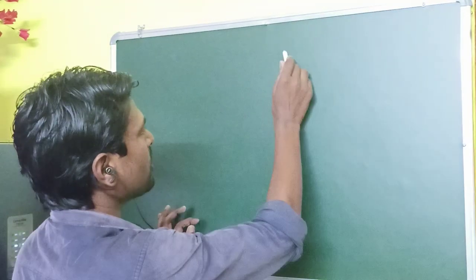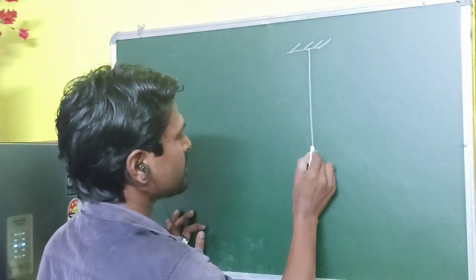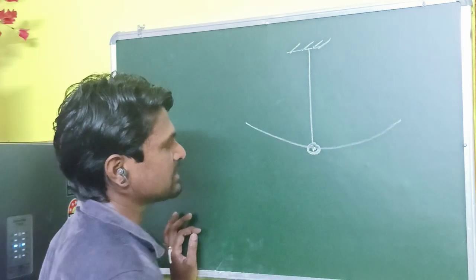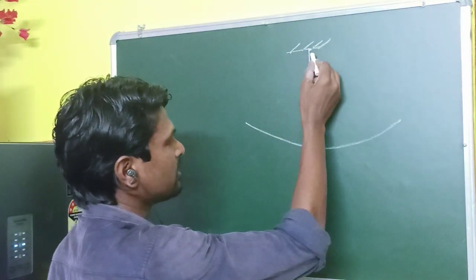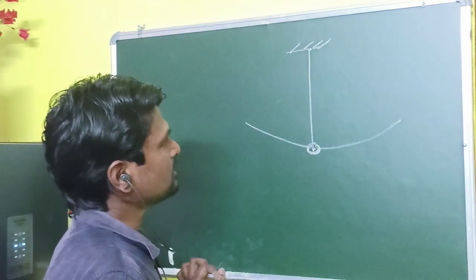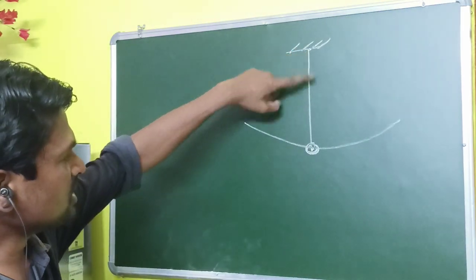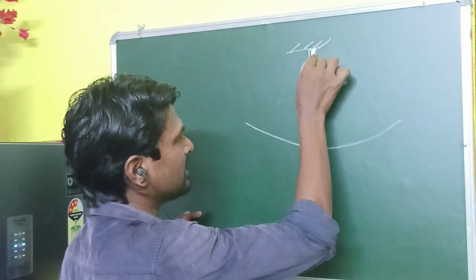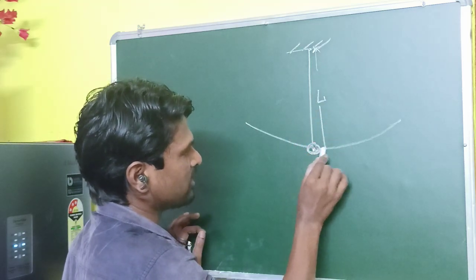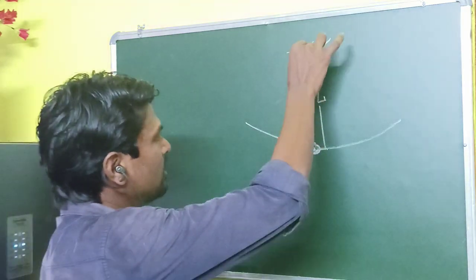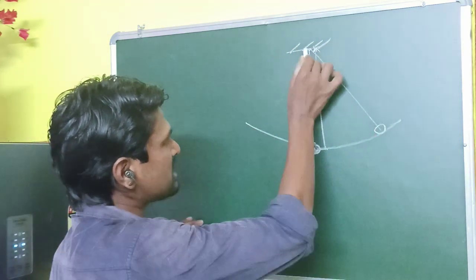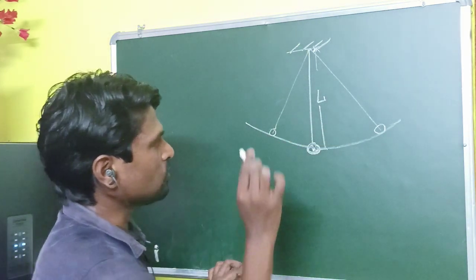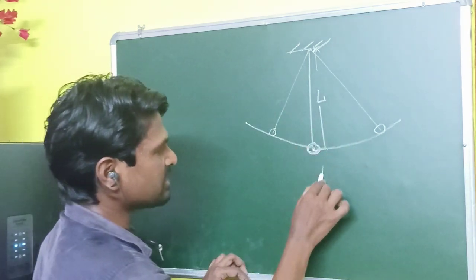Suppose, students, there is a pendulum, and this is called a simple pendulum, and this is the bob, and here the center of gravity, and this is the suspension point. The distance between the suspension point and the center of gravity is called the effective length, denoted as L. And the bob, if we displace it by less than 4 degrees, then the bob swings. So what is the time period of this bob?